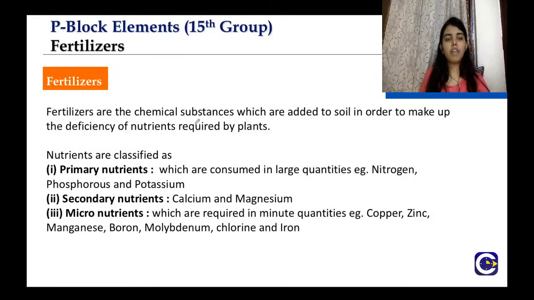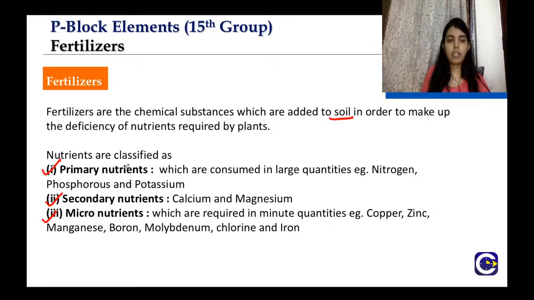And fertilizers are not given in NCERT, so pay attention to this. See, what are fertilizers basically? They are chemical substances which are added to soil so that any deficiency of nutrients in plants is made up by the fertilizers.